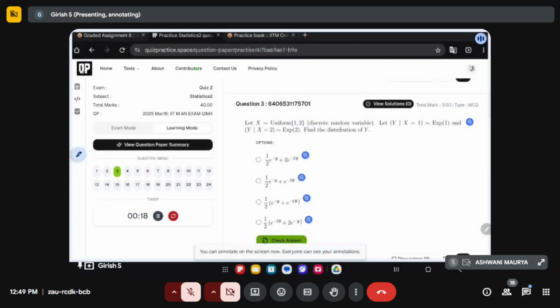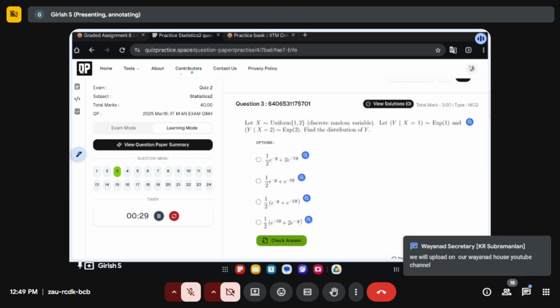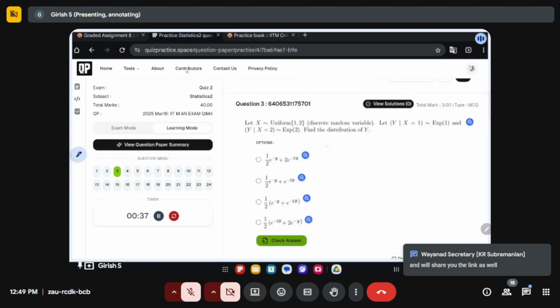Okay. So here they have given: let X follow a uniform distribution 1 comma 2, and let Y given X equal to 1 follow some distribution, and Y given X equal to 2 follow another. Now they are asking us for the marginal distribution of Y, basically f of Y of y.